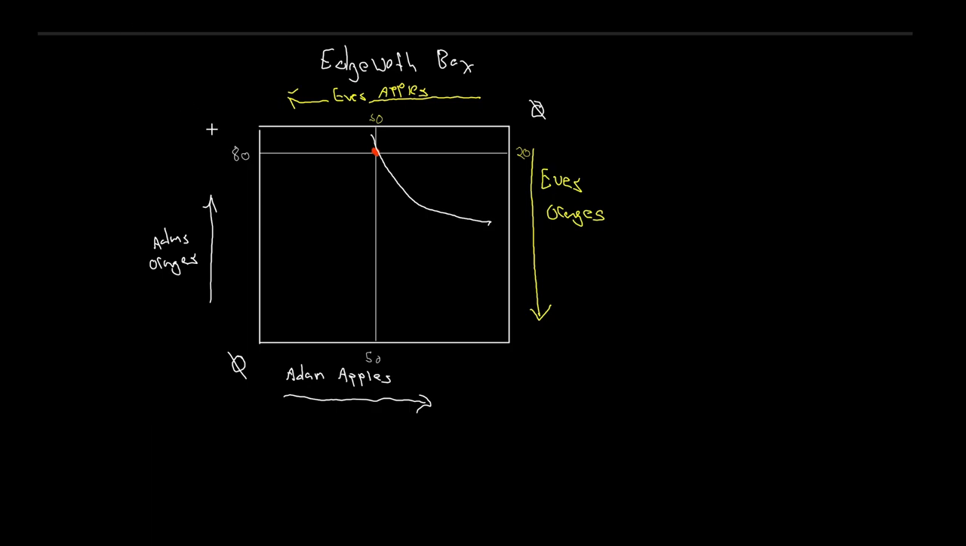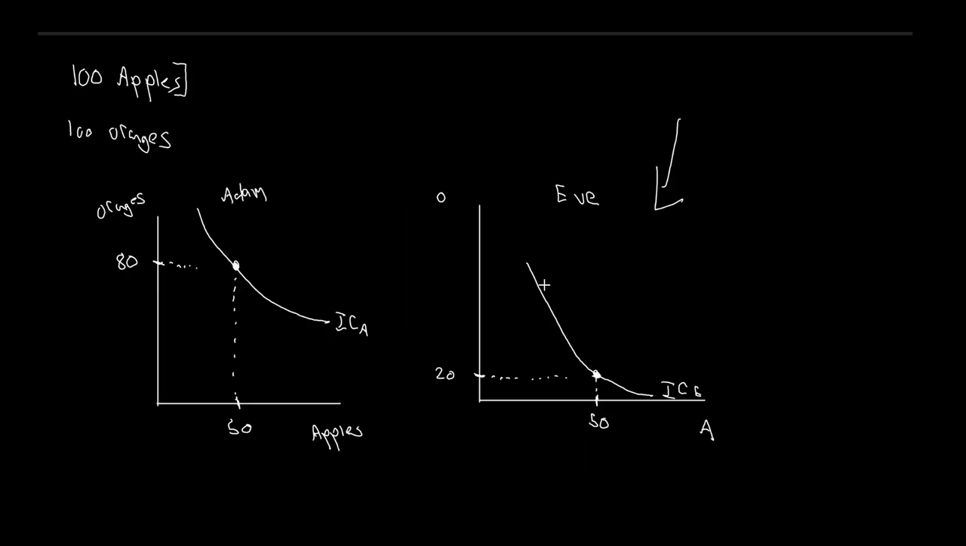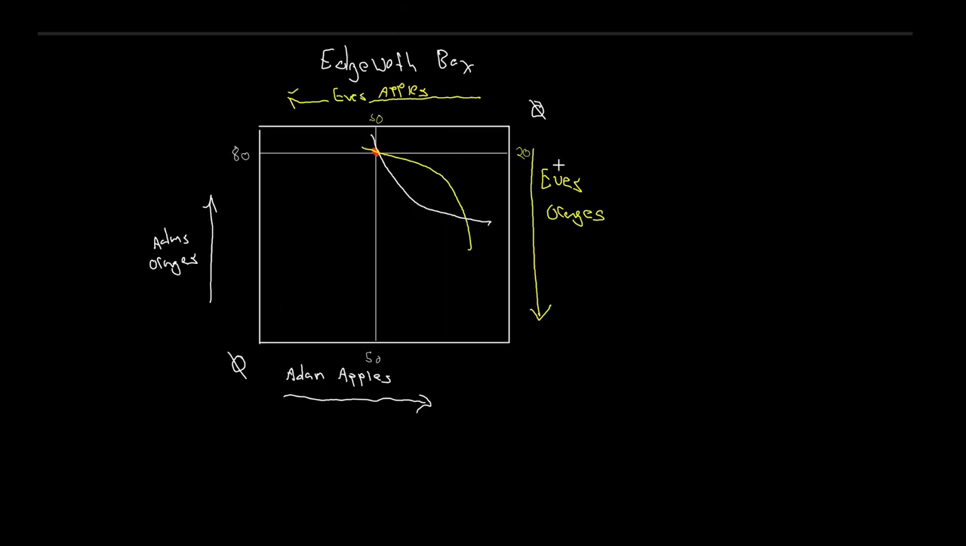Drawing Eve's indifference curve, again, it's going to go through this initial distribution. We would have something facing this way, right? Keep in mind, it's going to be convex towards the origin, just like we had back here, convex towards that zero point there. The only difference is it's been flipped, and that's the difference there.